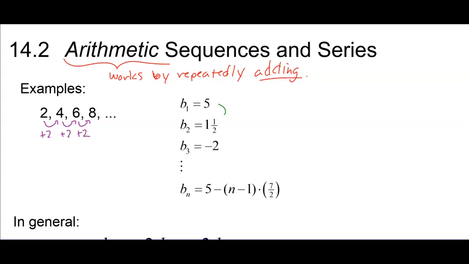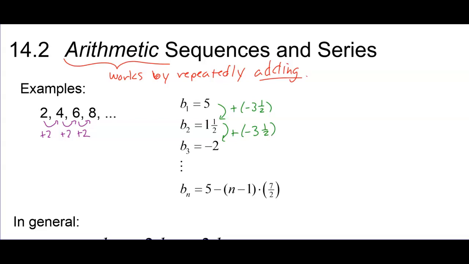This other one here, the b's, it's a little less obvious what's being added, but here the thing that's being added is negative 3.5. And that's a pretty important example because it illustrates the idea that when we say adding, you could maybe say subtracting, because adding a negative is the same as subtracting. But it still falls under the same heading as an arithmetic sequence. So both adding and subtracting are legitimate here.